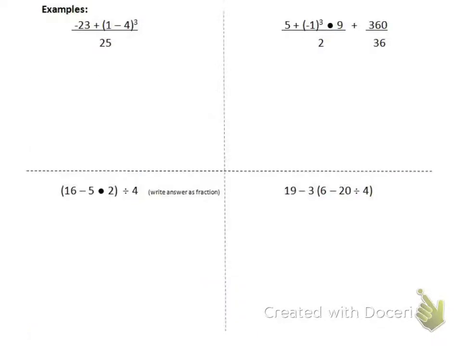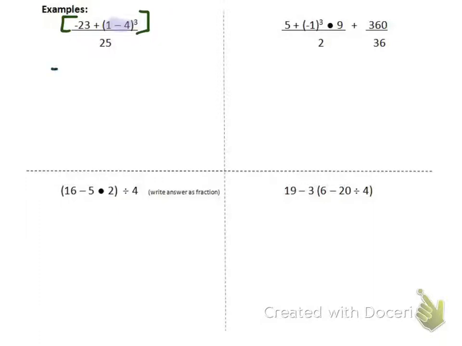Our first example is negative 23 plus the quantity of 1 minus 4 raised to the power of 3, all divided by 25. This tells me that my numerator has invisible parentheses around it as well. Since there are already parentheses, it's almost as if we're going to add brackets to indicate a difference of which grouping symbols. We always want to work from the inside out. So if I envision some brackets out here, I'm going to start with the 1 minus 4 and work from there.